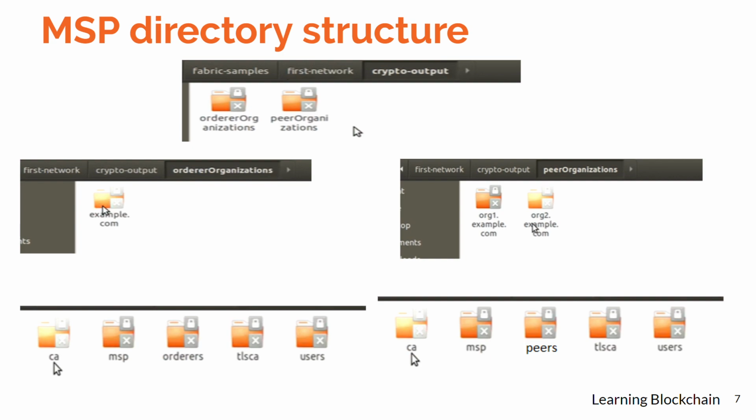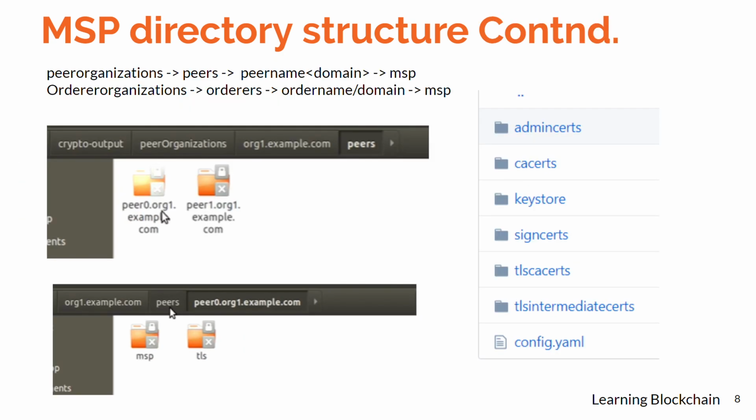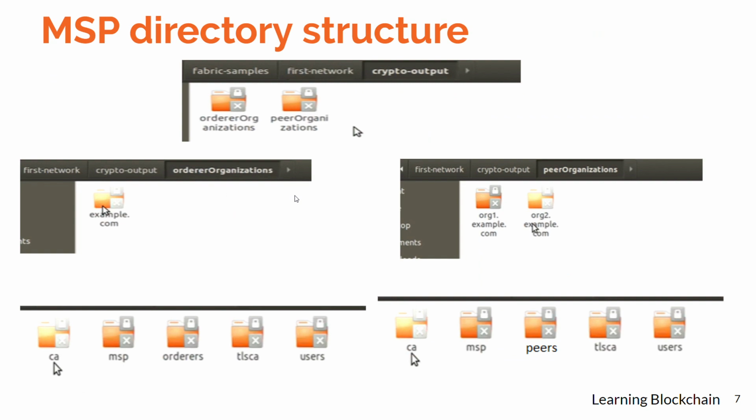So let us move to the next slide. So this is the MSP directory structure. If you see the MSP directory structure, there are different folders present in this slide, you can see CA, MSP, orderers, TLS, CA, users, etc.